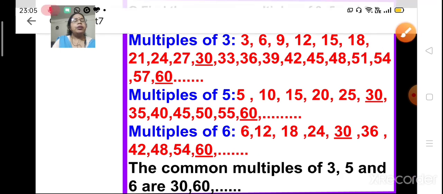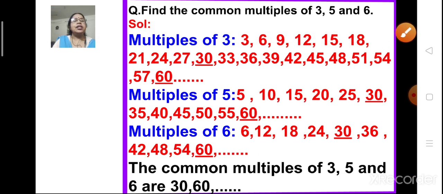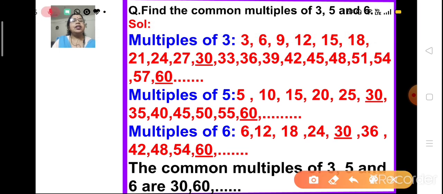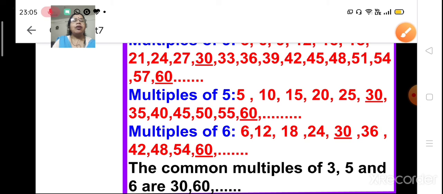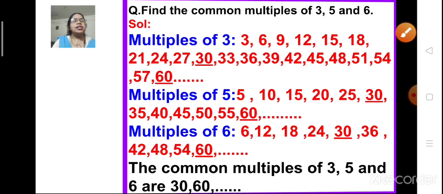So, what are the common multiples of 3, 5 and 6? We can see that the common multiple of these three numbers is 30. 30 is the multiple of all the three numbers 3, 5 and 6, and the next one is 60. 60 is also a common multiple of these three numbers. We can find many more common multiples of these three numbers. So this is the way we find the common multiples of numbers.